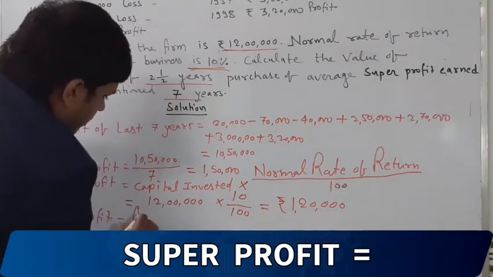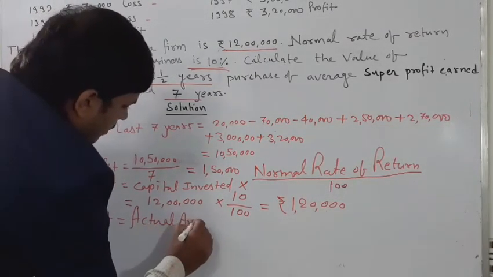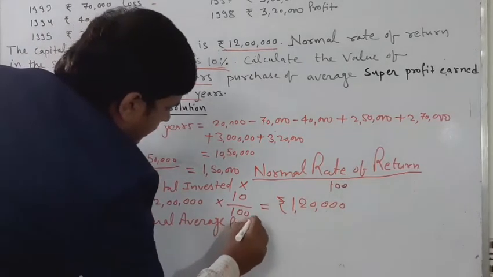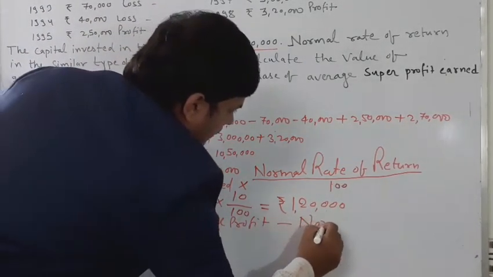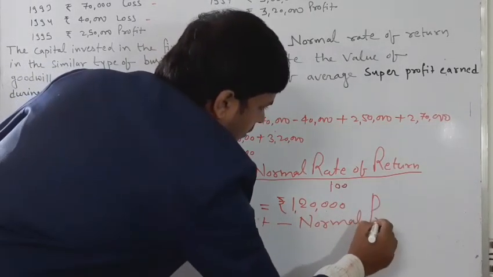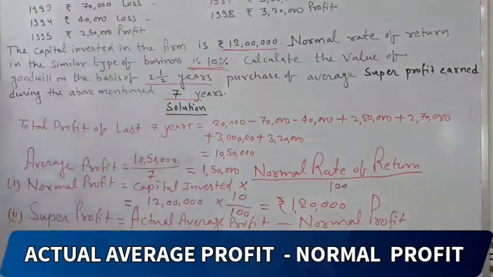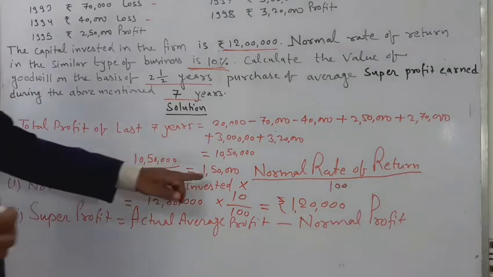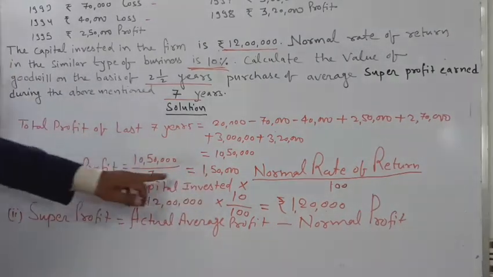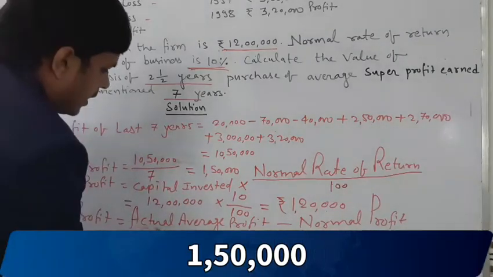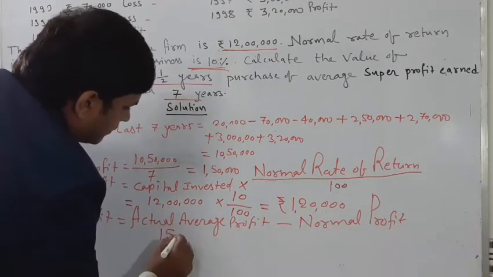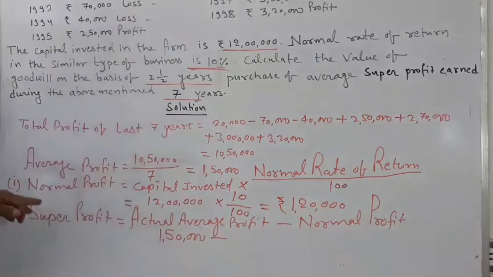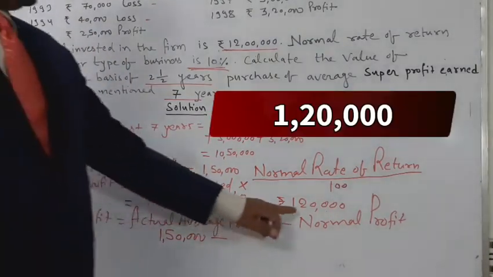Actual average profit minus normal profit. You know very well the formula. Actual average profit is how much? 1,50,000. 1,50,000 is our actual average profit. Here you will write 1,50,000, minus normal profit. This is your normal profit, 1,20,000.